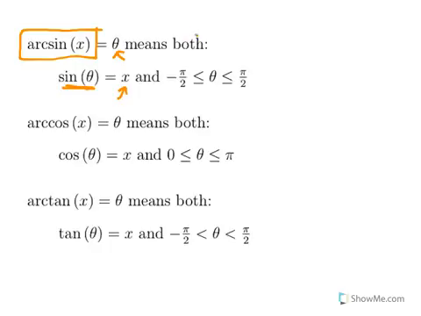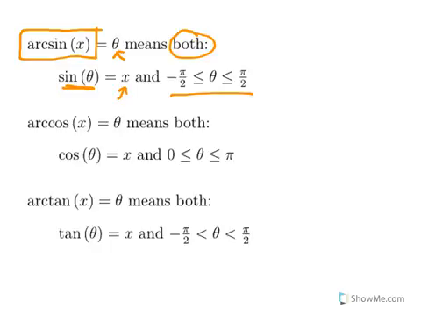But it means more than that. It means one more piece. Because sine theta is not a one-to-one function, there are many angles that give the sine of that angle equal to some value. And so what we do is we say, not only is sine of theta equal to x, but theta is in the fourth quadrant or the first quadrant. Theta is between negative pi over 2 and pi over 2.